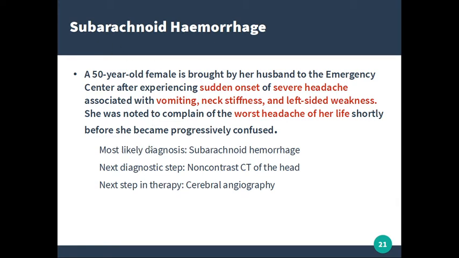So, when we go about trying to analyze the case, we're going to think about what is the most likely diagnosis. In this case, it is probably a subarachnoid hemorrhage. The next step would be the diagnostic step. We would use a non-contrast CT for the brain. And the next step in therapy would be undergoing cerebral angiography.